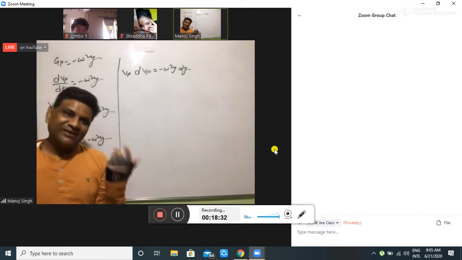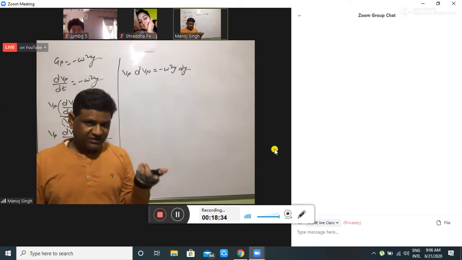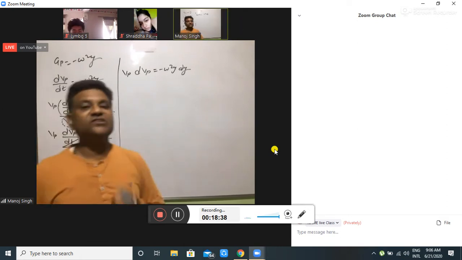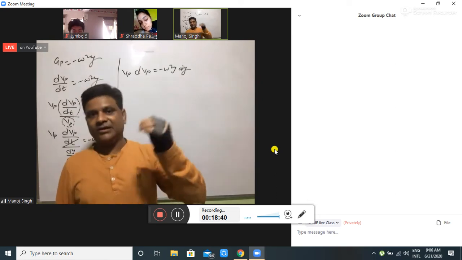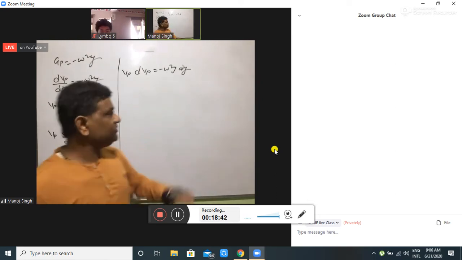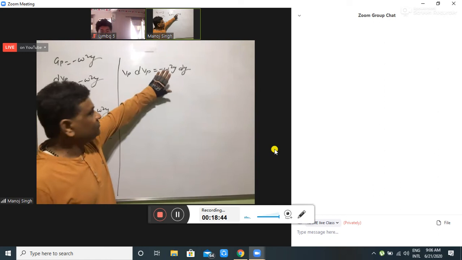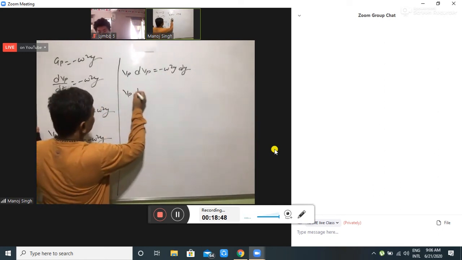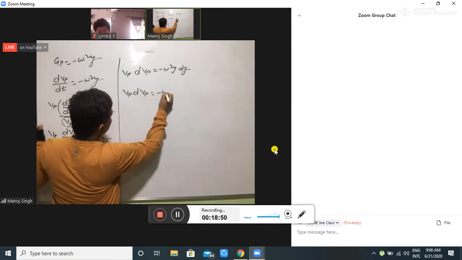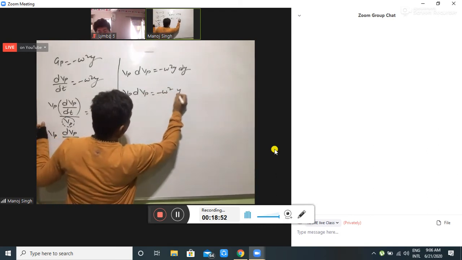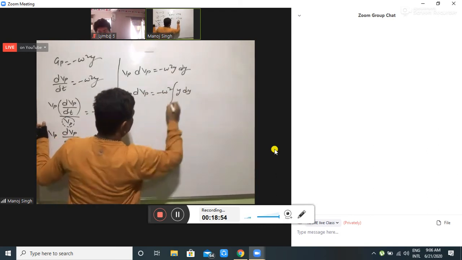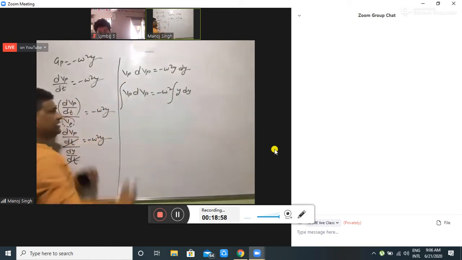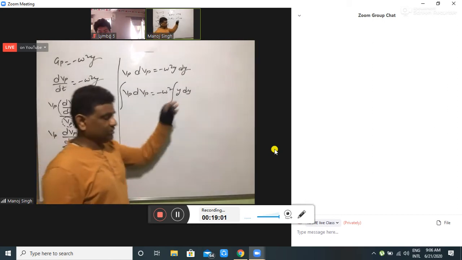Yes, so displacement of the particle continuously changes. As time changes, displacement of the particle continuously changes. Velocity of the particle continuously changes. So we can integrate this part now. Velocity of the particle, vp dvp, is equal to minus omega square into y into dy. Yes, integration of this and integration of this now. So we are integrating now here.